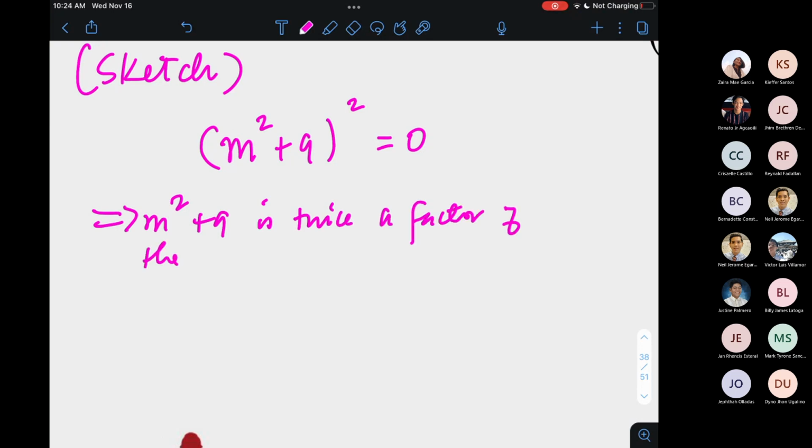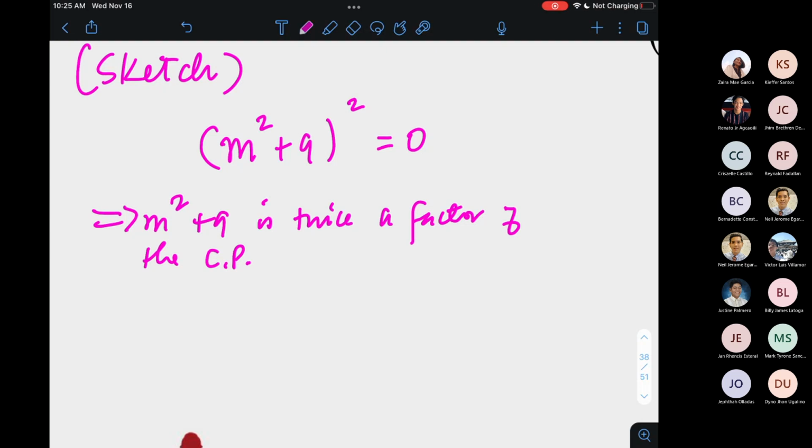of the characteristic polynomial. So ibig sabihin, yung mga roots ni m squared plus 9 has multiplicity 2. Kasi merong exponent na 2 yung m squared plus 9 dun sa characteristic polynomial. So lahat ng roots ni m squared plus 9 ay magkakaroon ng multiplicity 2. So siya ay repeated root. So papasok tayo dun sa case number 2. Pero i-apply natin yon sa mga roots ni m squared plus 9.